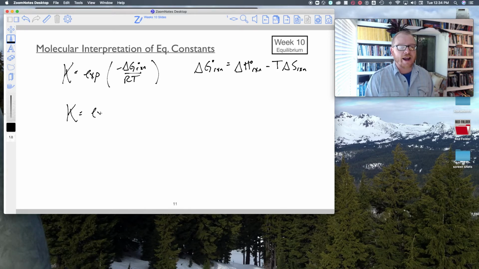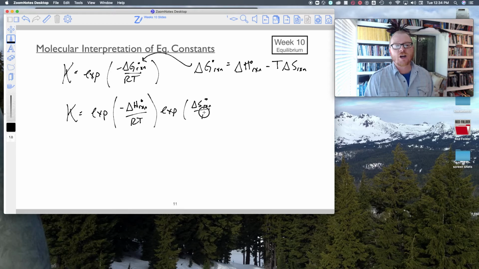This would have been an exercise that we would have played with more in Igor with some data fitting. But you guys are probably sick of data fitting, so we're going to move on. Okay? So now I can rewrite this expression, plugging this into delta G, and I get the following: the exponential of negative delta H divided by RT times the exponential of delta S of reaction, just divided by R, because I have that T times delta S.